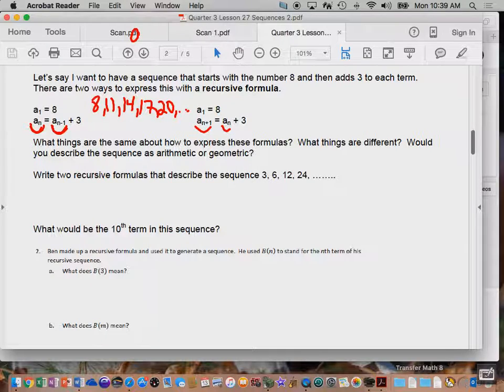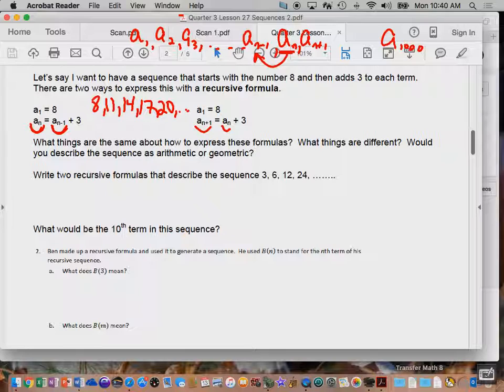Watch. The first term is a sub 1, the next term is a sub 2, the third term is a sub 3. And then let's go all the way up here to a sub 1000. Somewhere in the middle is this term a sub n. Whatever term. What's the term after this? A sub n plus 1. And what's the term before it? A sub n minus 1.